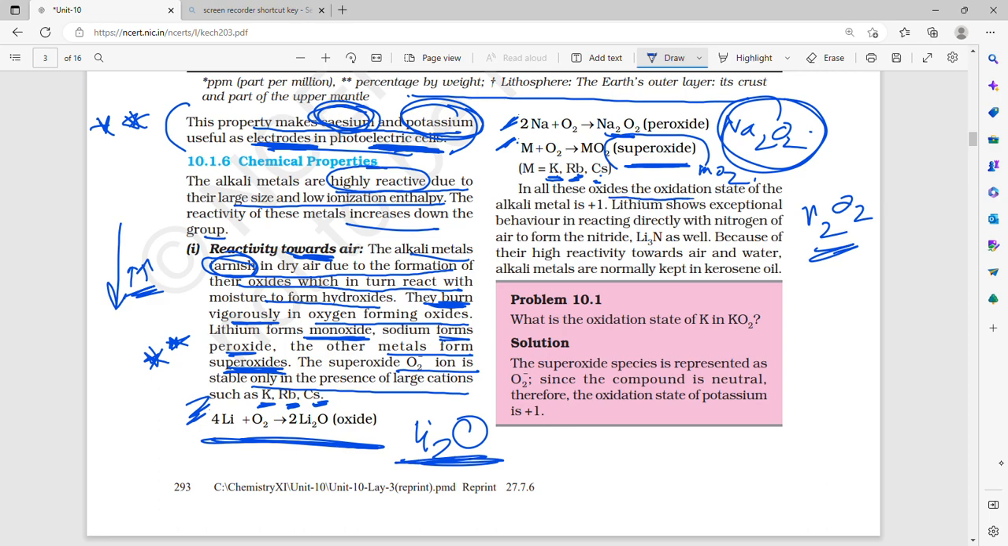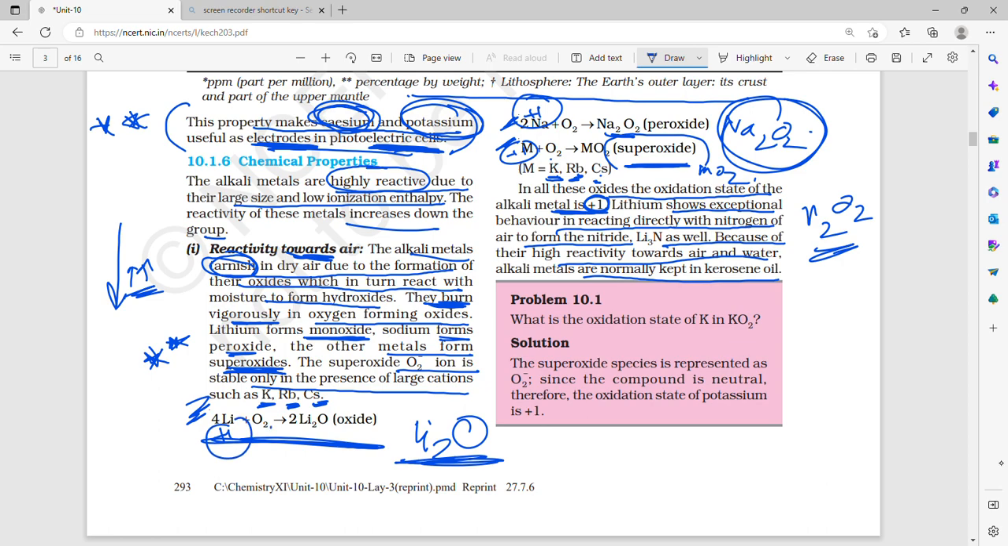In all these oxides, the oxidation state of the alkali metal is +1. So Na's oxidation state is +1, for potassium, rubidium, and cesium superoxides it is also +1, and lithium is also in the +1 oxidation state.